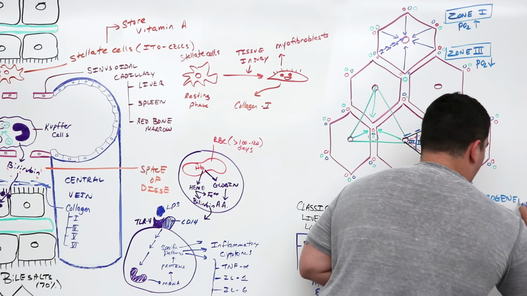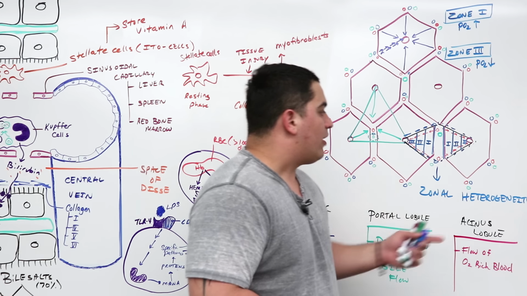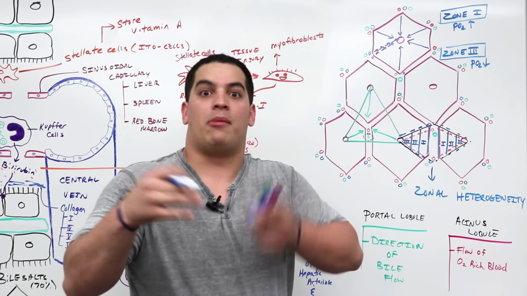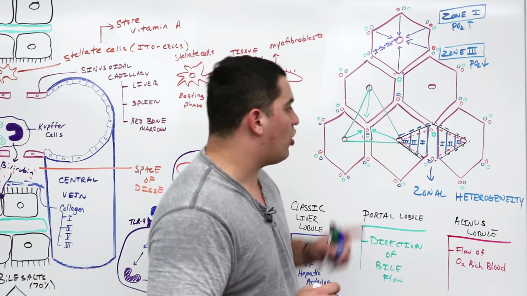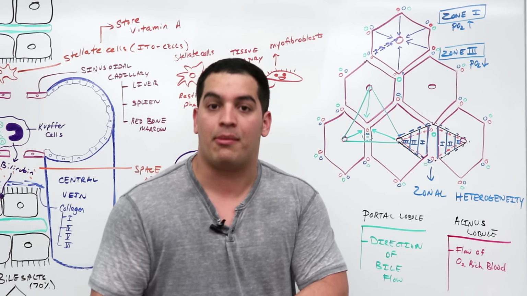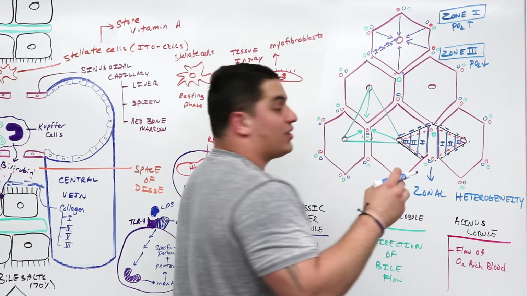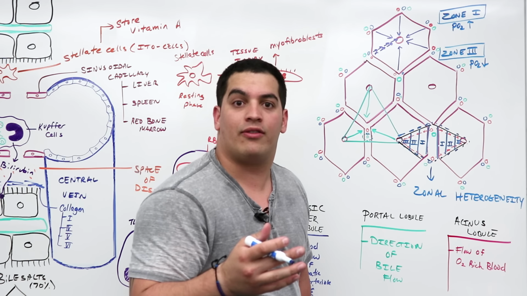Heterogeneity. What that means is each zone performs a specific metabolic function. For example, zone 1 is highest in oxygen, so it's going to want to perform oxidative metabolic pathways. In zone 1, it's going to have the most oxygen, so you want it to perform a lot of oxidative metabolism.